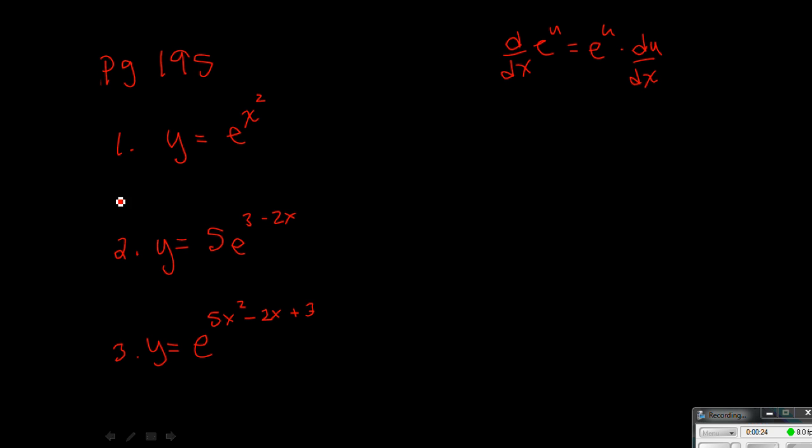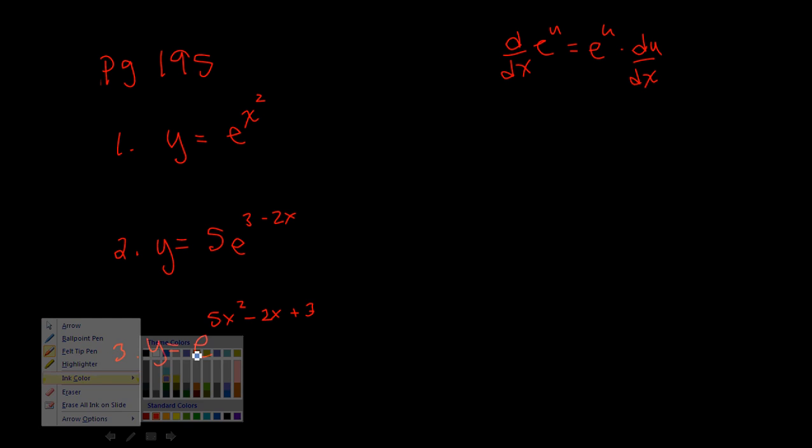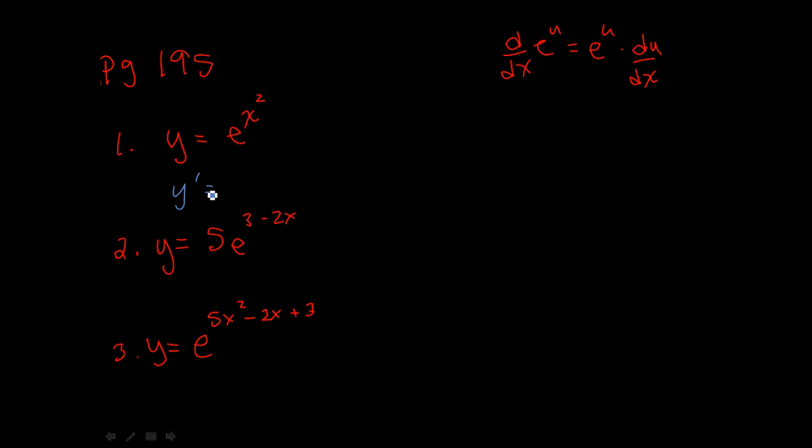So in this first one, and let me change my pen color, we have the derivative of y is going to be keep the first part the same, and then you're going to take the derivative of the exponent, which in this case is x squared, so the derivative is 2x. So that would be your answer. If you have it written like this, that's the same thing.